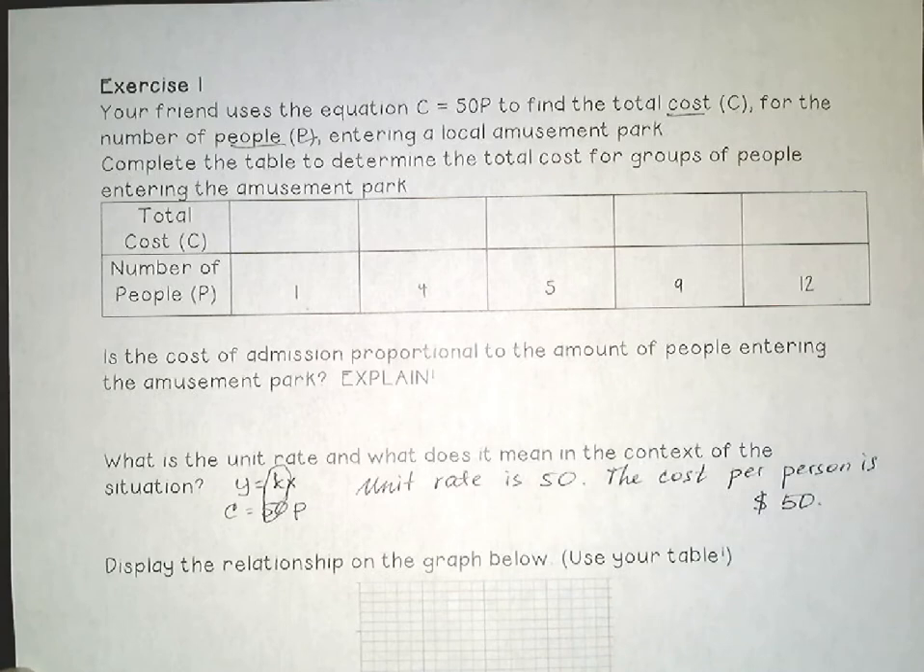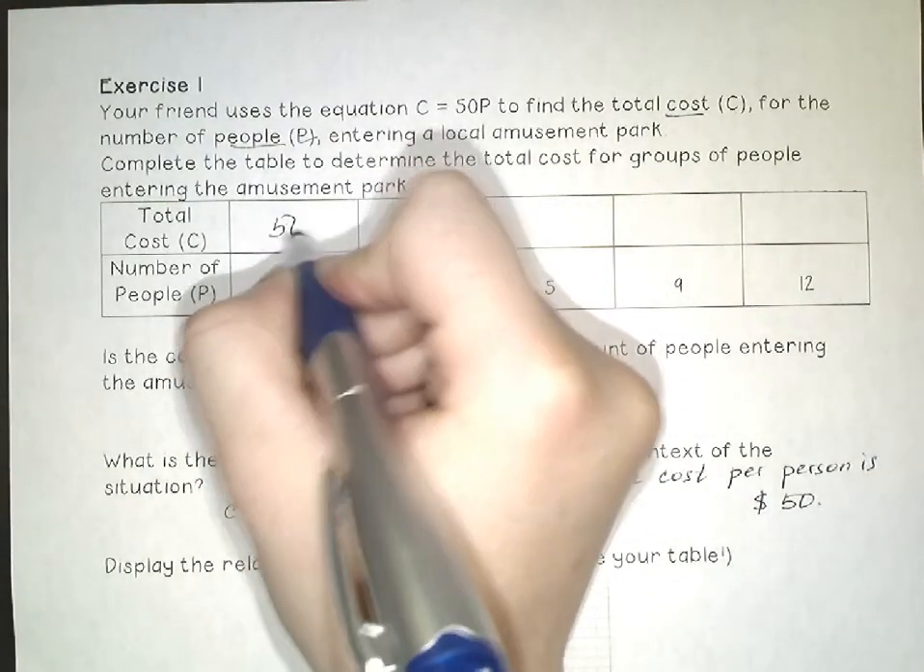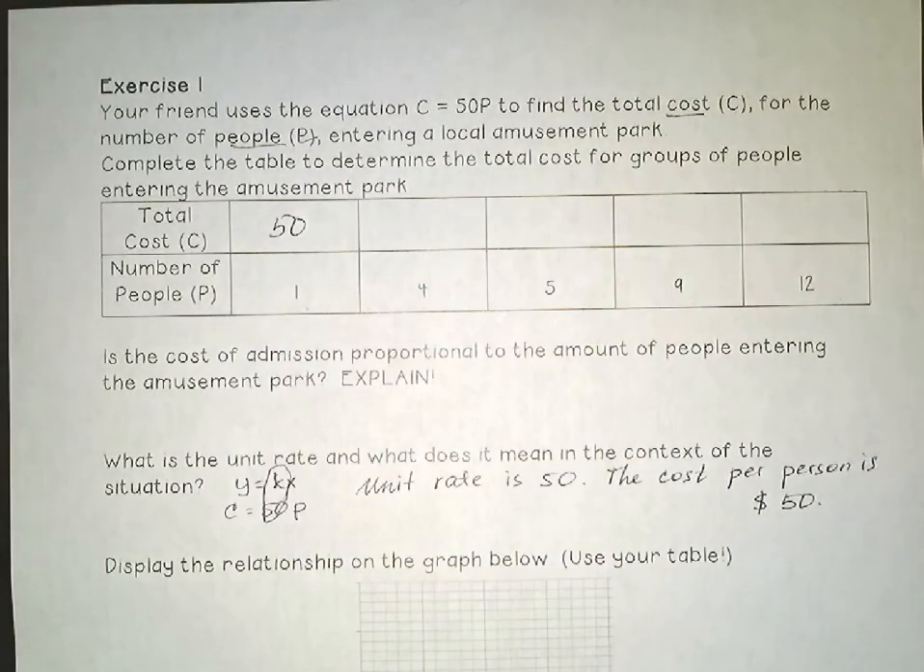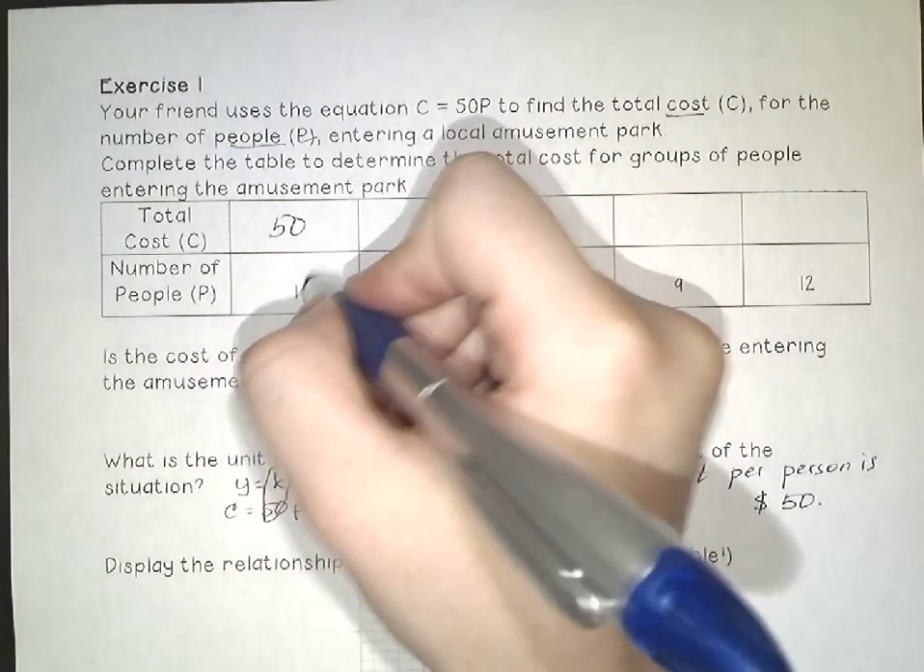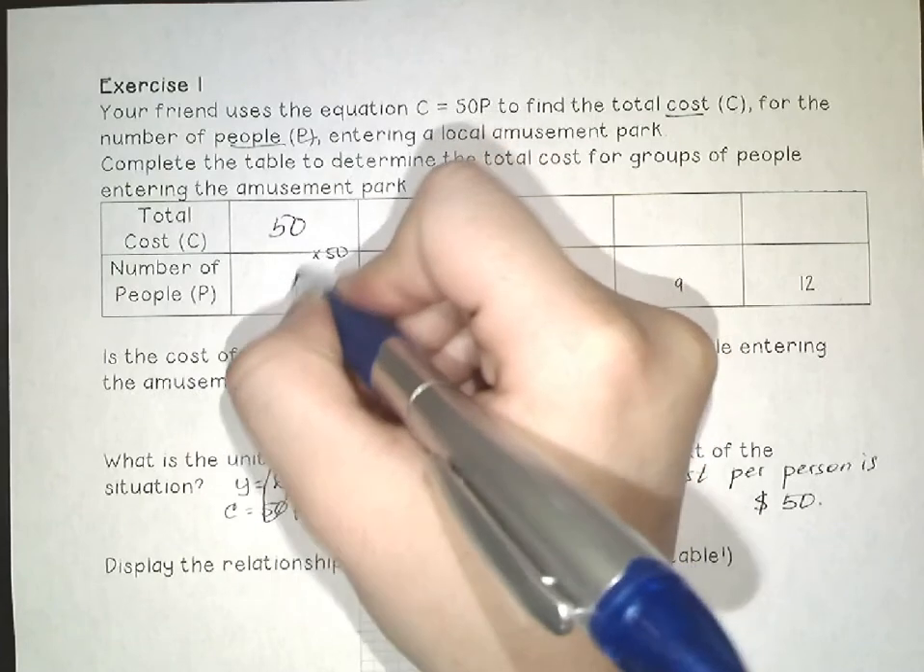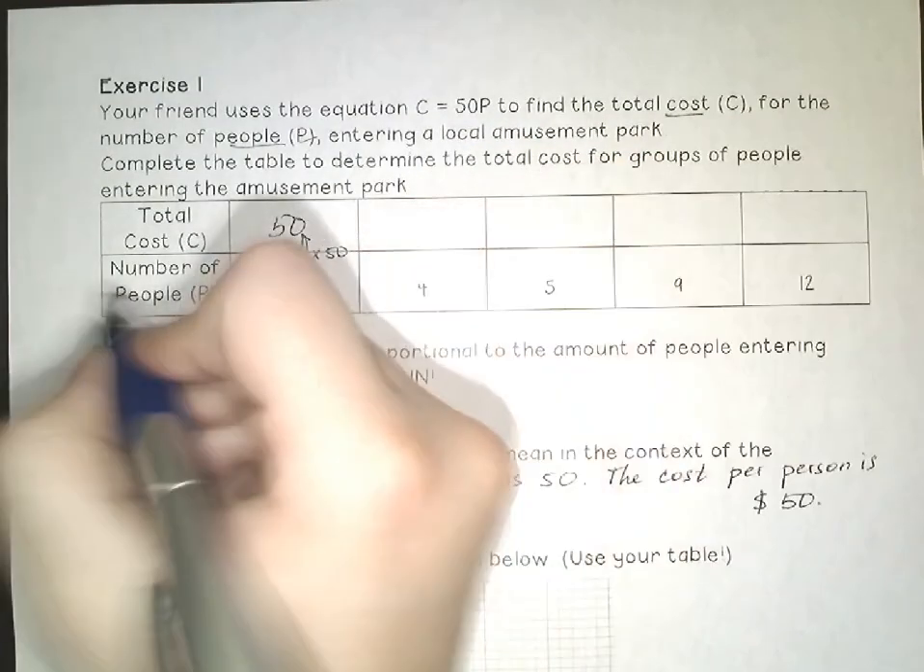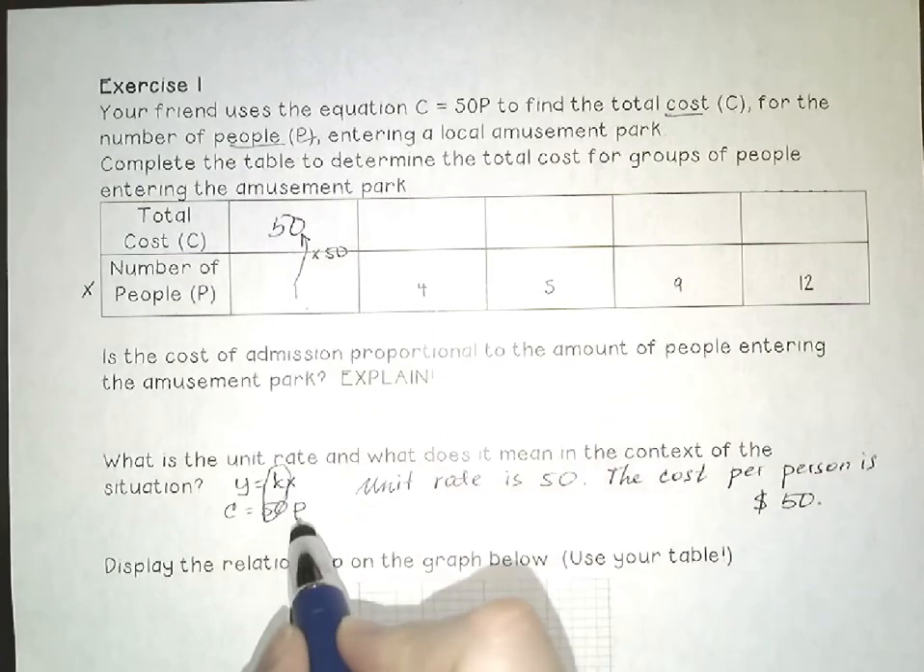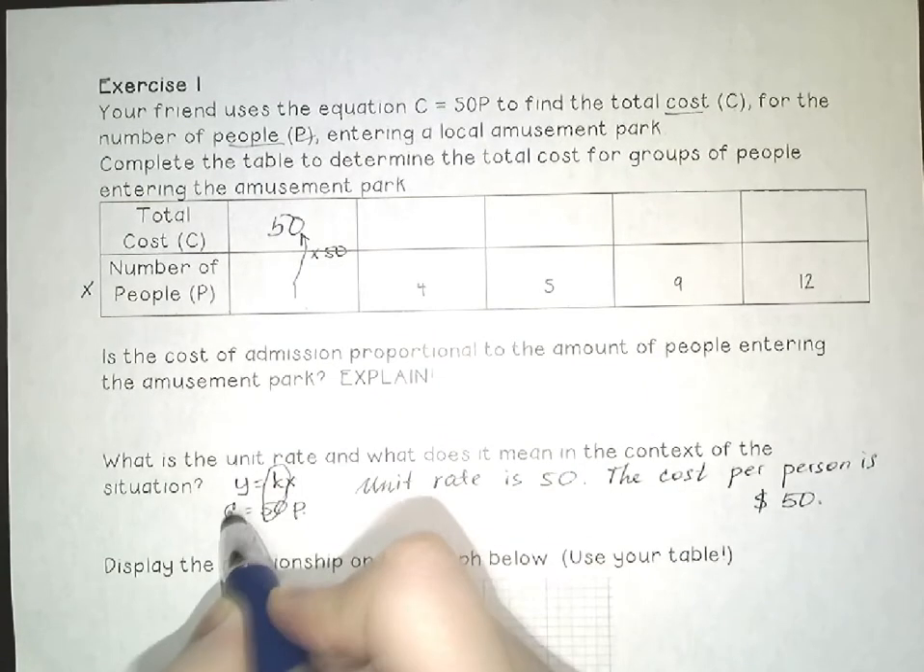It might sound expensive, but we'll just go with it. Maybe they're buying an admission ticket for as many rides as possible. So that can make the point, right? One person can go with $50. Now it is important to understand that I'm multiplying 1 by 50 to make 50. That makes the number of people X, right? And Y is the cost.